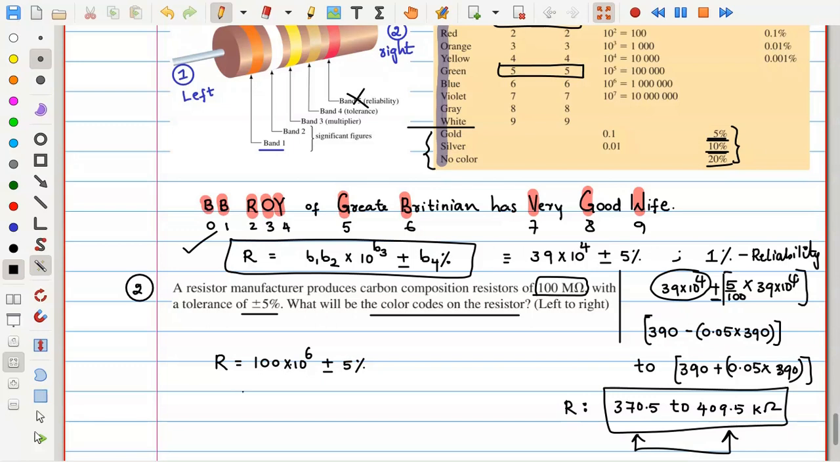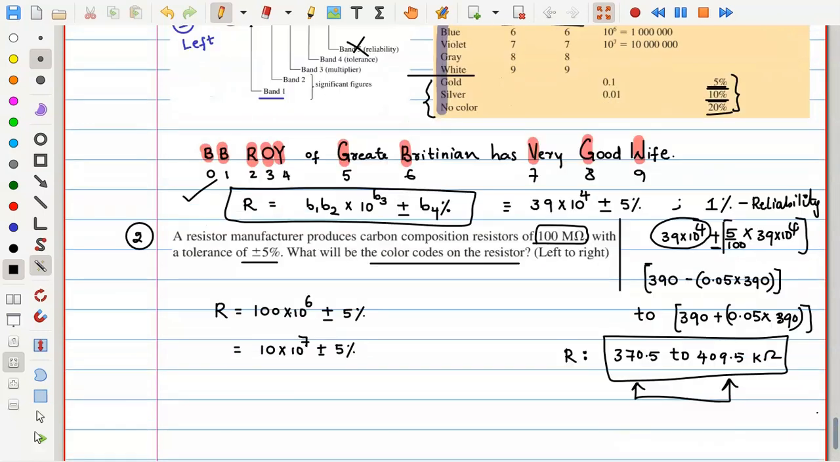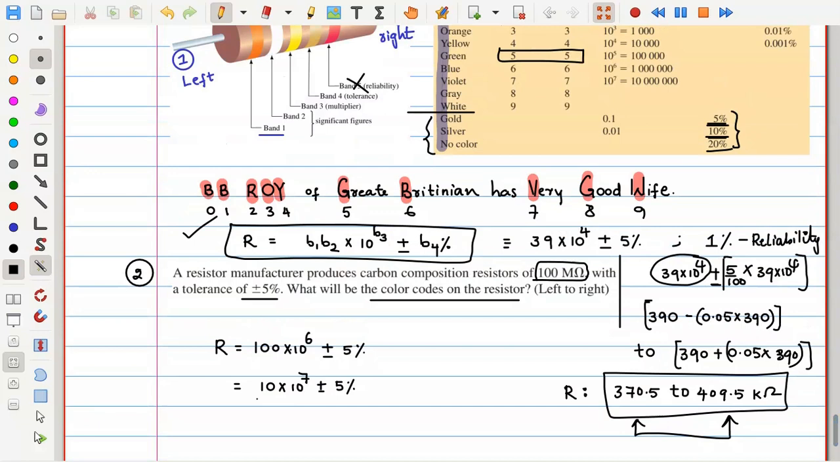Now what I will do is make this into the standard form, where the first two bands are significant bands. So I will make this 10 into 10 power 7. Can I make it this way? 100 into 10 power 6, I will write as 10 into 10 power 7, plus or minus 5%. Now see what band 1 represents. So let me write here B1 B2 into 10 power B3 plus or minus B4 percentage.